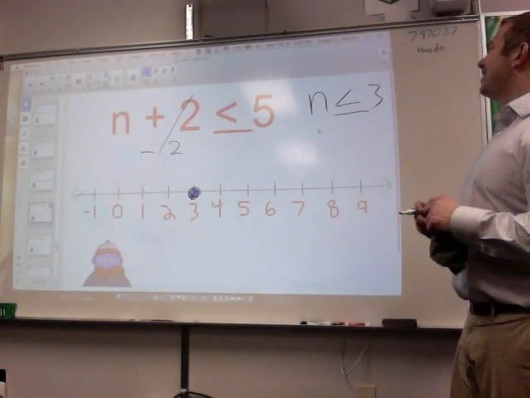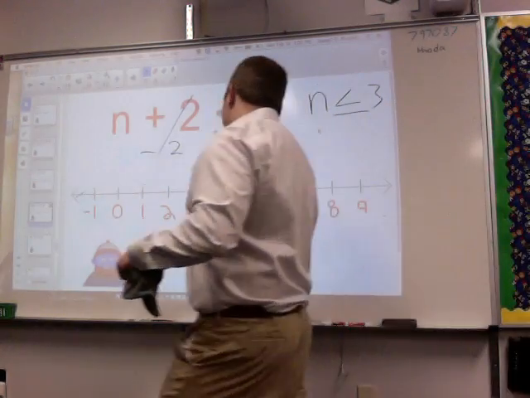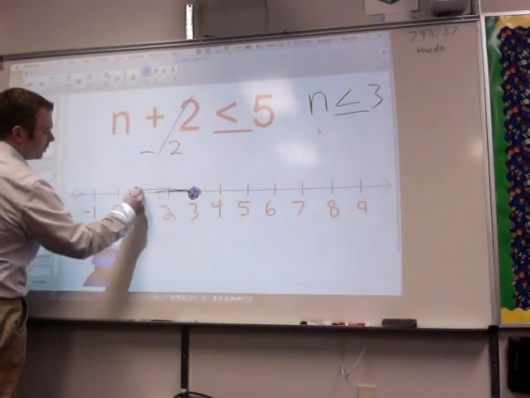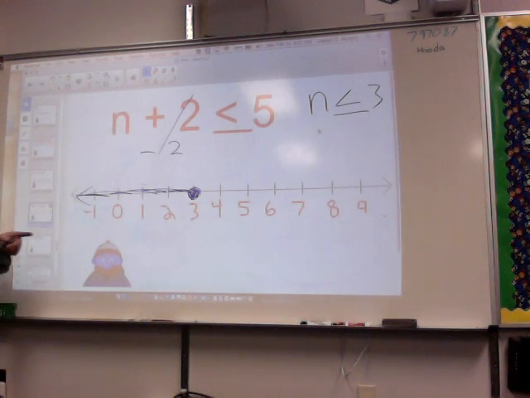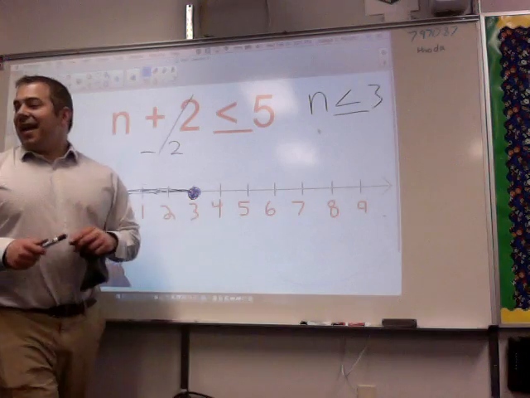Yeah. N is less than or equal to 3, so when I fill in my graph over here, it's just going to go that way. And I have to put an arrow at the end because it goes on forever into -1, -2, to negative infinity.